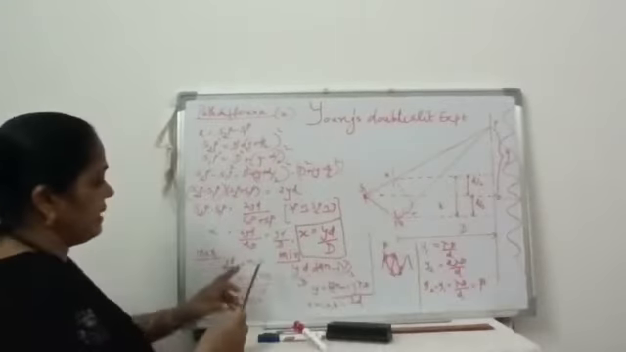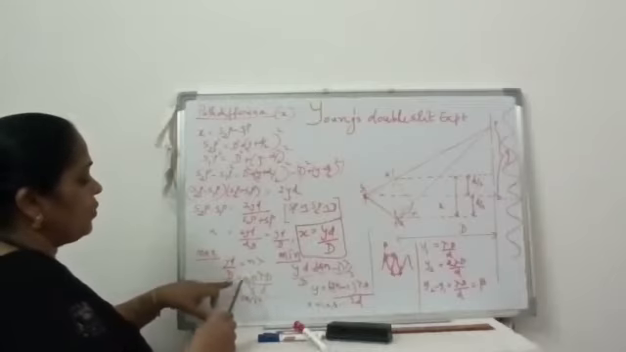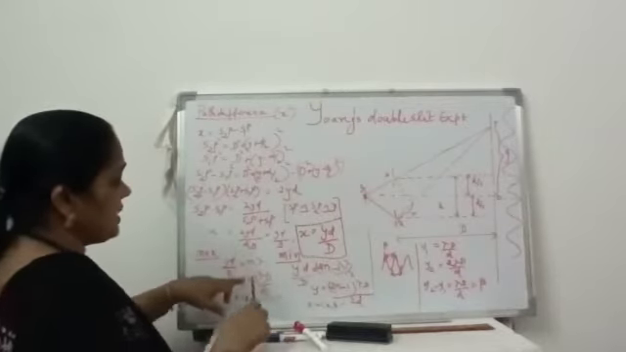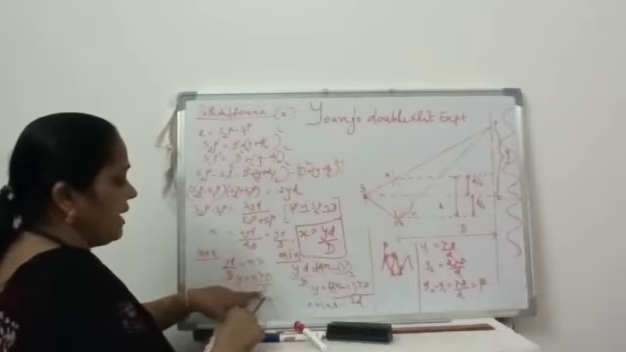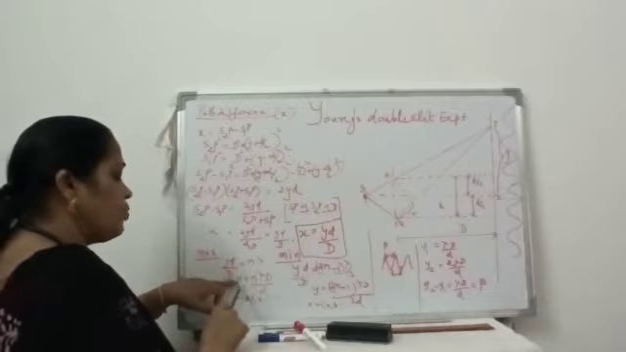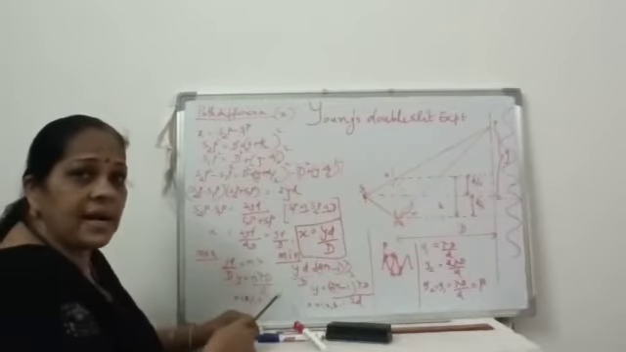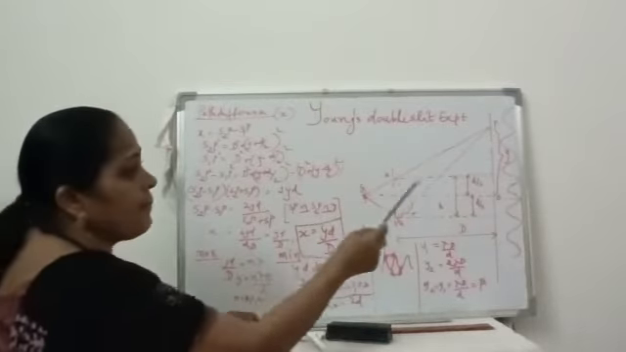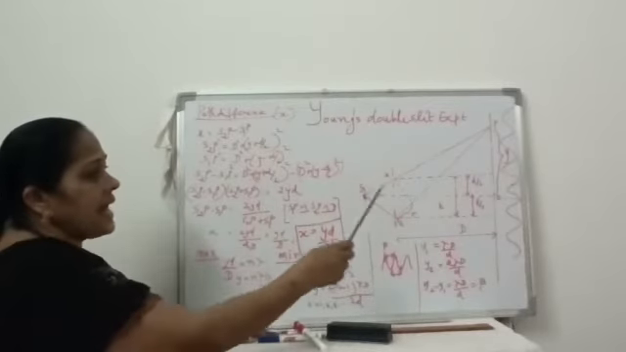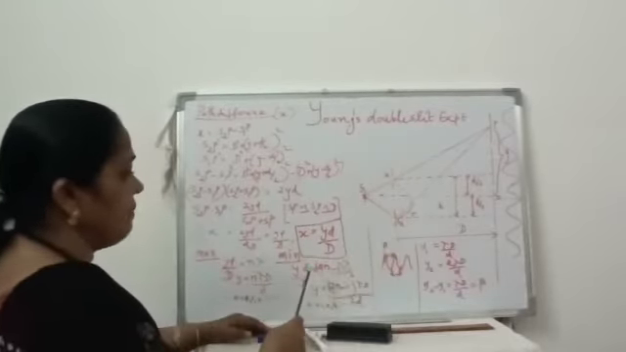You get a maxima. When n equal to 1, you get y1 is lambda D by d. Similarly, y2 is 2 lambda D by d. What is y3? 3 lambda D by d. All this gives the position of the maxima. Similarly, let us calculate the position of the minima.